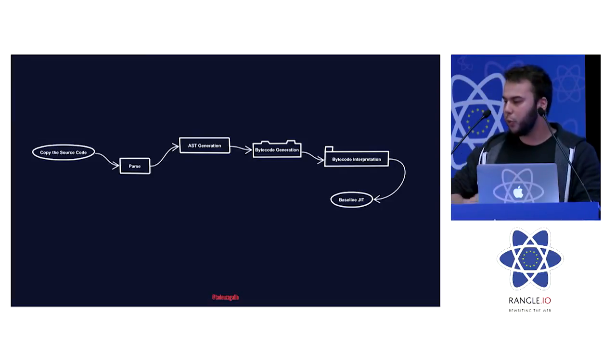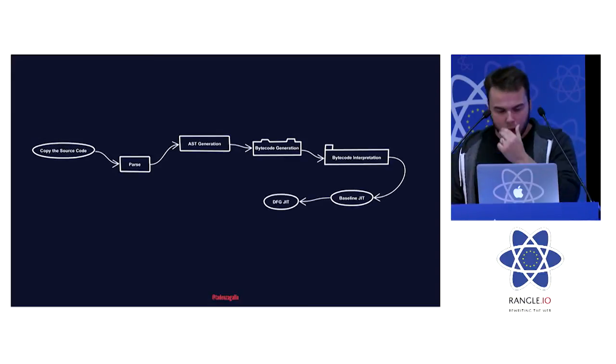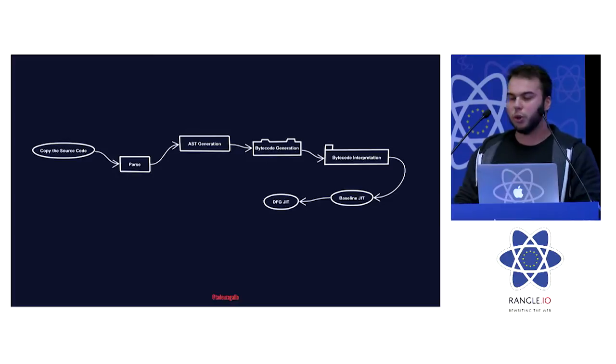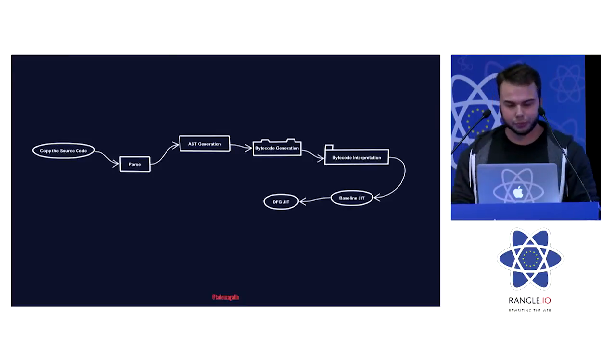And then they kept going. They added a new tier of JIT. If our code runs even more times, it will go to the next tier, that's the DFG. DFG stands for data flow graph. Once you have the data flow graph of the program, then you can actually start optimizing it. And then it will be able to do inlining and other nice optimizations that all of the modern VMs do.